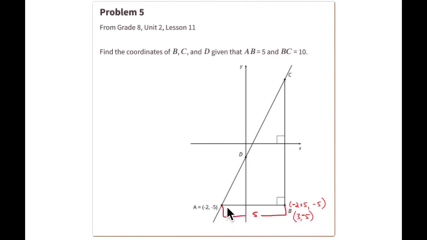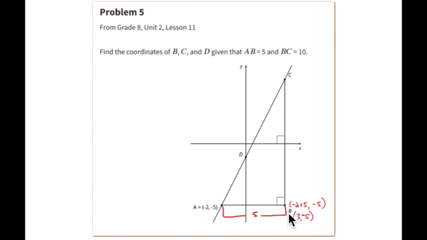The x-coordinate is going to be -2, and you're going to move 5 units in the horizontal direction. So it's -2 plus this 5. So it's -2 plus 5, and the y-coordinate is -5. So the x-coordinate is -2 plus 5. Well, 5 plus -2 is the same as 5 minus 2. That equals 3. So the coordinates for B are 3, -5.